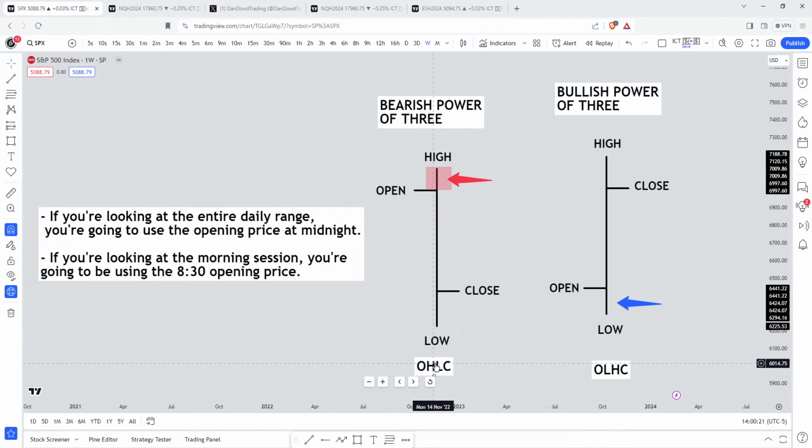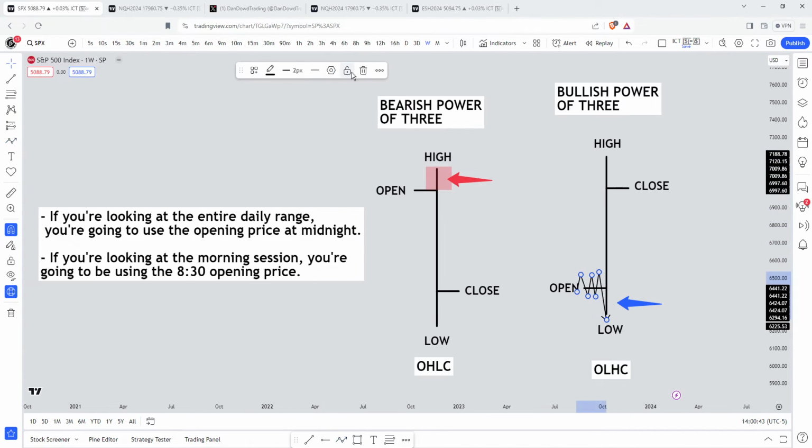An open, high, low, and close is categorized as OHLC. So we're trying to position ourselves in that high. For a bullish power of 3 example, price opens up. This is where you see accumulation back and forth. So price may be consolidating. You'll see manipulation out of that range. This is when price makes a low, and then it'll close up higher. So it'll make a high, and then it'll close.